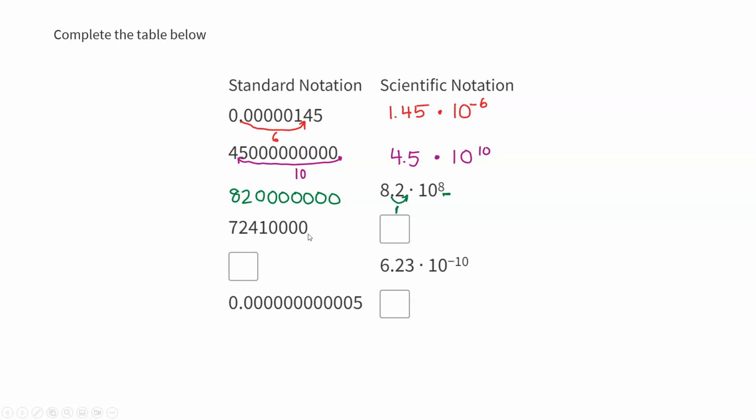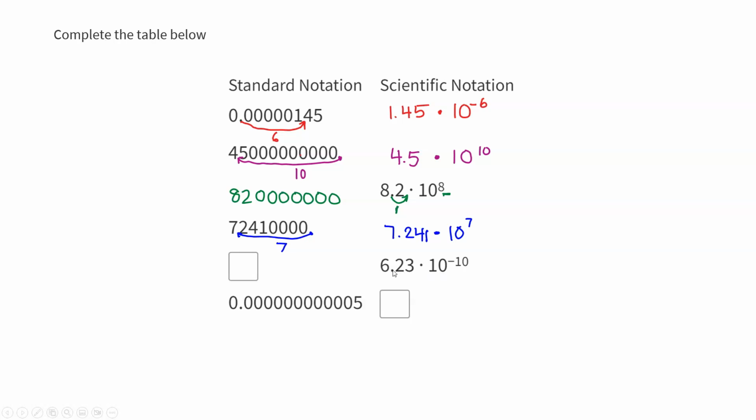Here again, going back to scientific notation, the decimal point is right here. You want to move it back to this position to make it 7.241. That is 7 places, so it's going to be times 10 to the 7th, so 7.241 times 10 to the 7th.